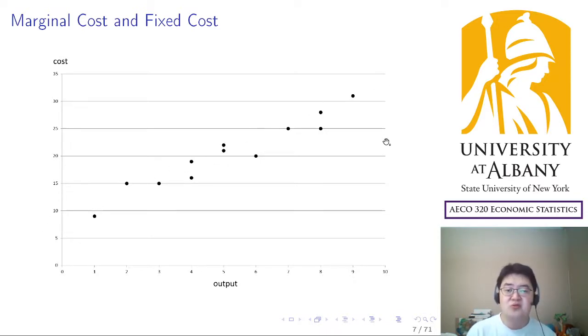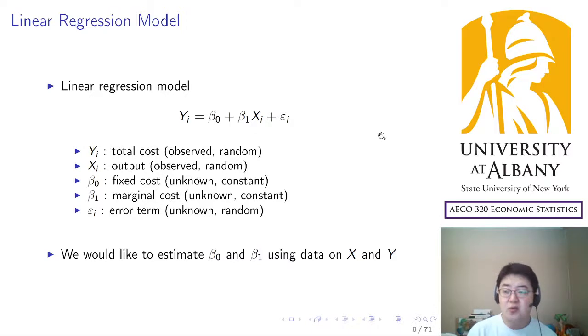Then what we are going to do here is set up a model like this. This is called a linear regression model. We set up a model that simplifies what we consider, and in the linear regression model the left-hand side is usually denoted as y. This is the variable we are interested in, that we would like to predict. In our example, this is the cost, total cost.